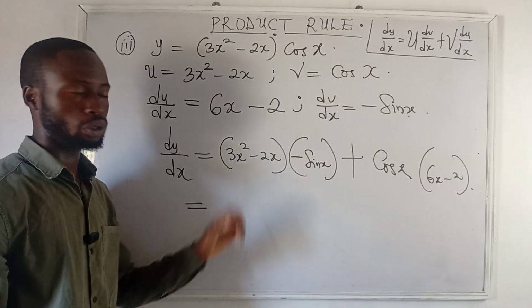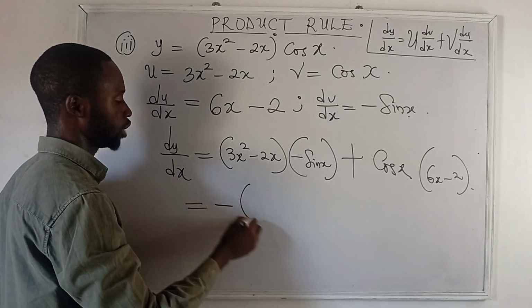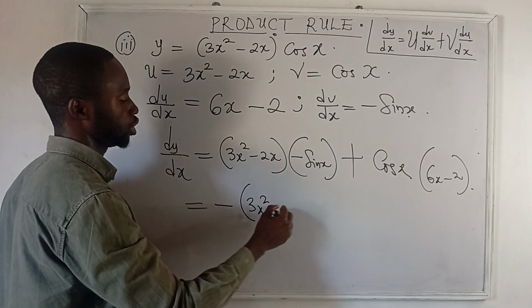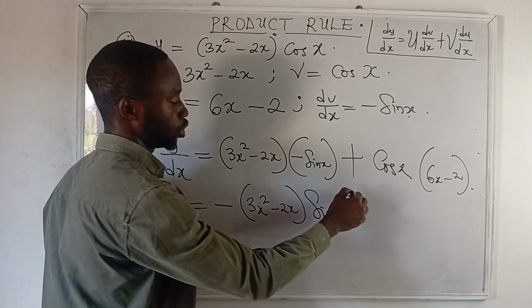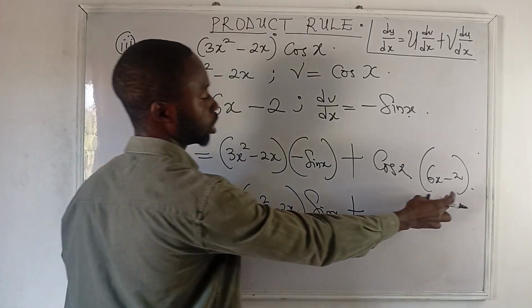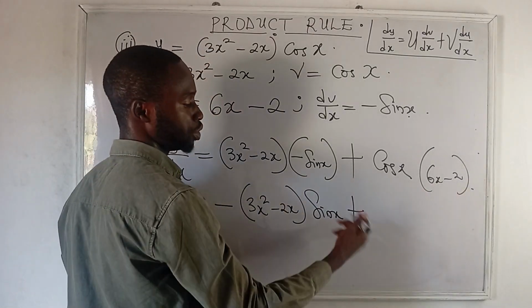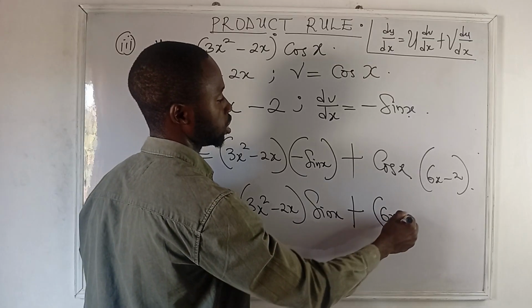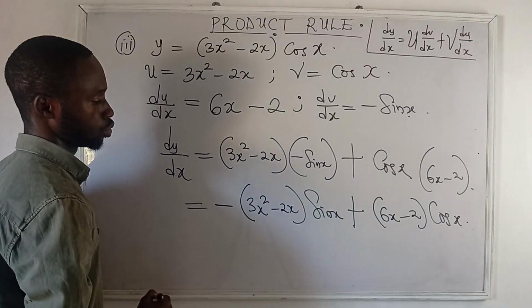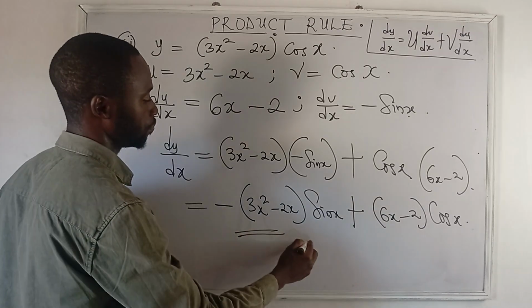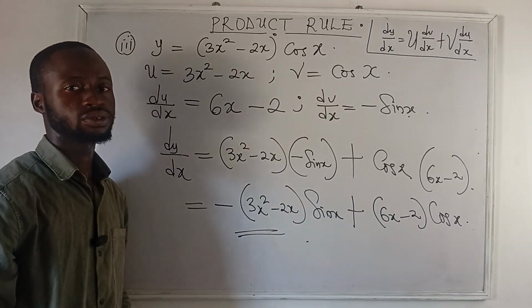I need to bring it to the front. So what I could do is minus into 3x squared minus 2x, then the sine x, still write your sine x here. You're going to have plus. Now look at this. This is a polynomial. You have to bring it as a coefficient. So that will be 6x minus 2 cos x. So this is our final answer.